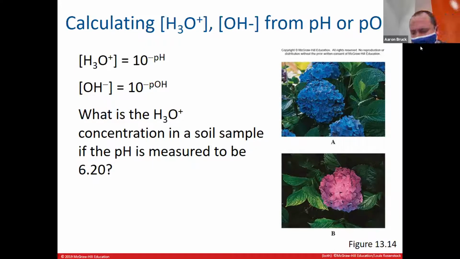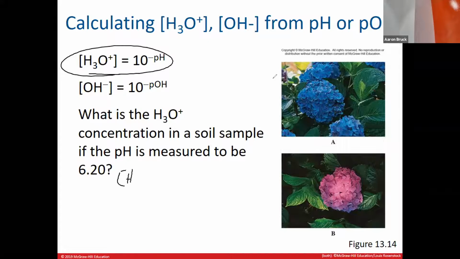So for a question like this: what is the hydronium concentration in a soil sample where the pH is 6.20? Well, we're going to use this equation here, which means that the hydronium concentration is going to be equal to 10 to the negative 6.20.